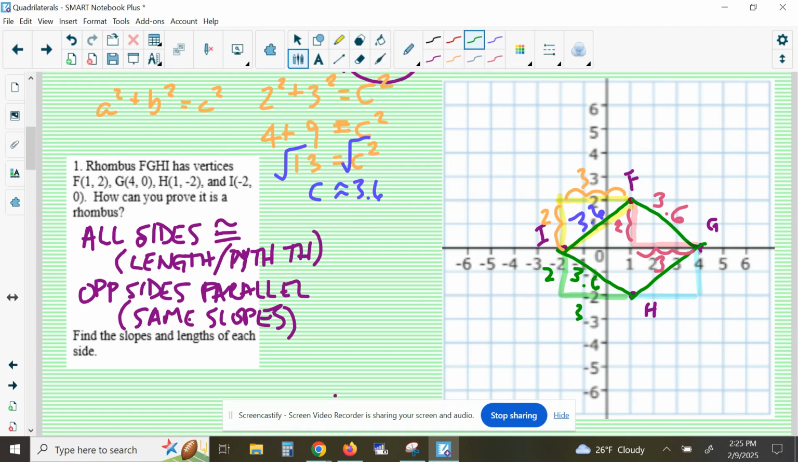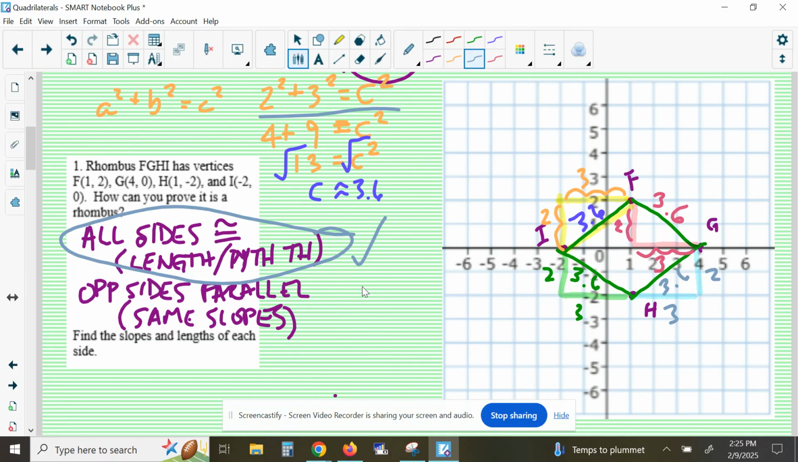Look at there. I've got 2 and 3. So if I did my Pythagorean theorem again, I would still get 3.6. So it looks like all of my side lengths check. That works out. All of my side lengths are 3.6. I actually don't know anything about angles just yet. So I do have all sides congruent.